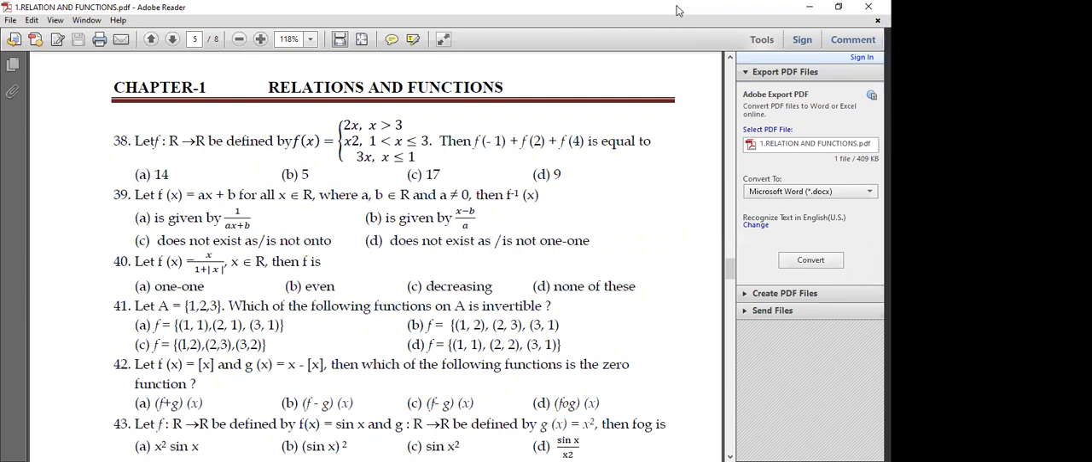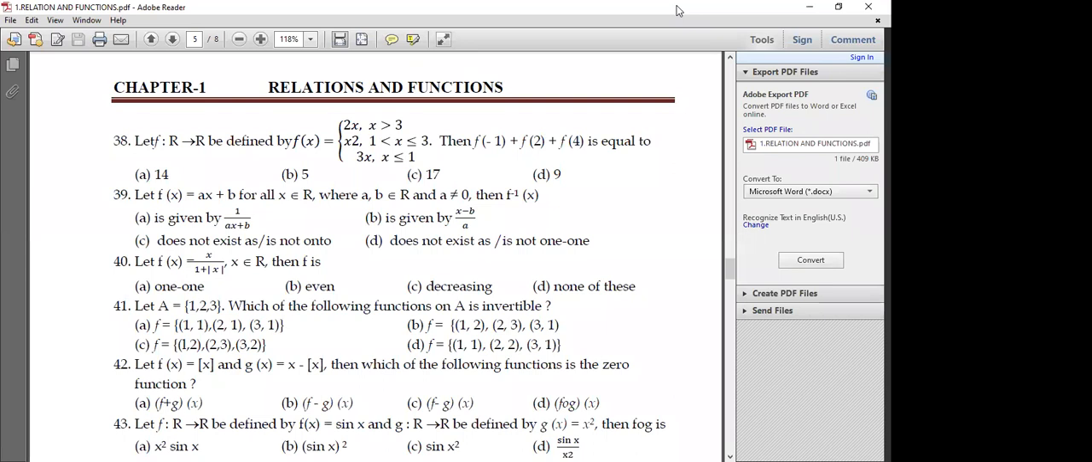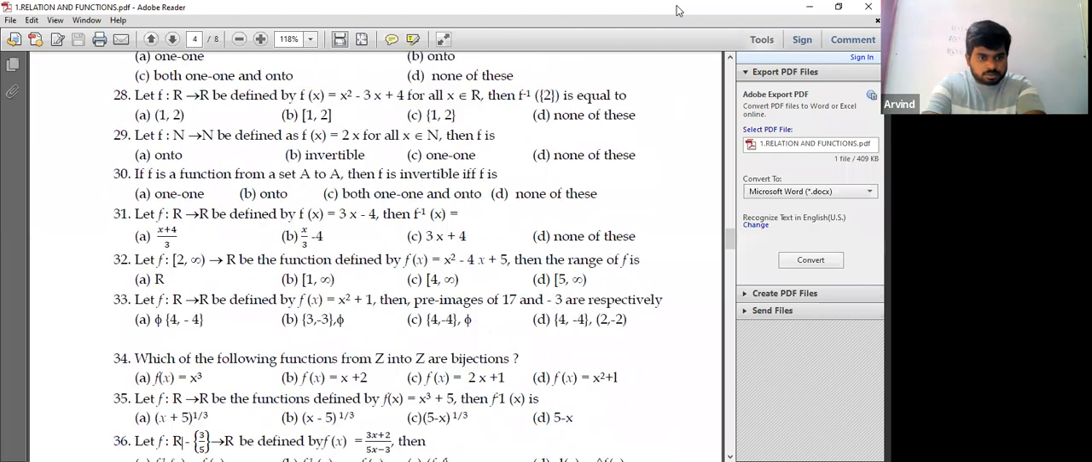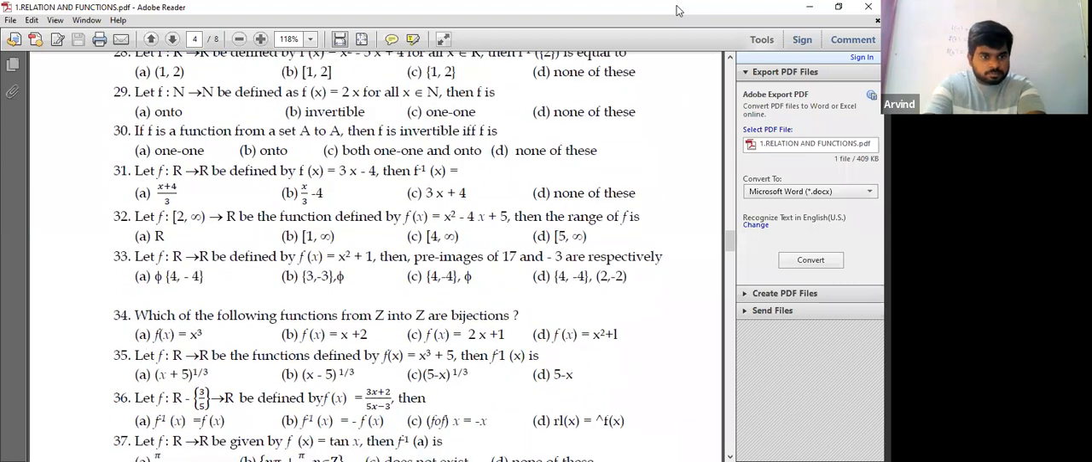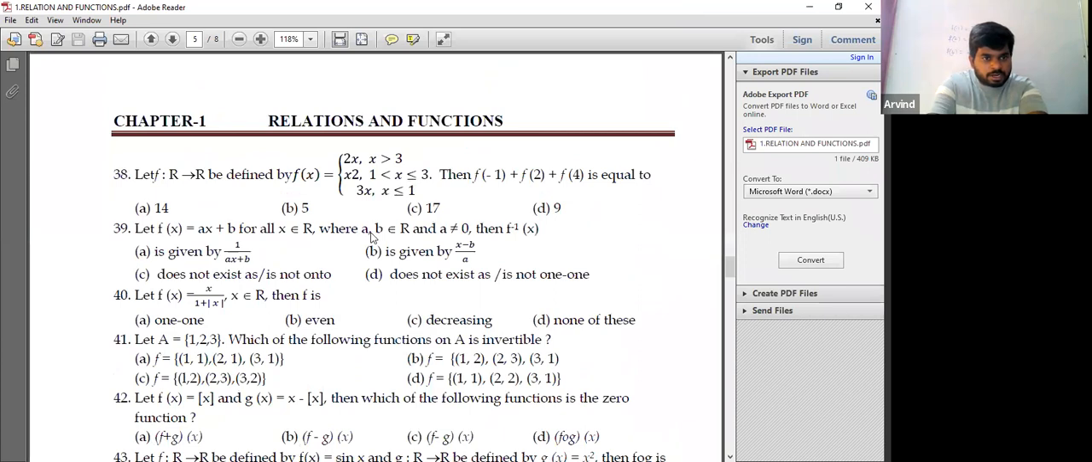Sir, B. B, very good. Option B is correct. So take y is equal to ax plus b, then use that and solve for x. Then you can get it. Very good. So 39th is done. If anyone has not understood, you can ask me, I'll do it again. No issues. Okay.